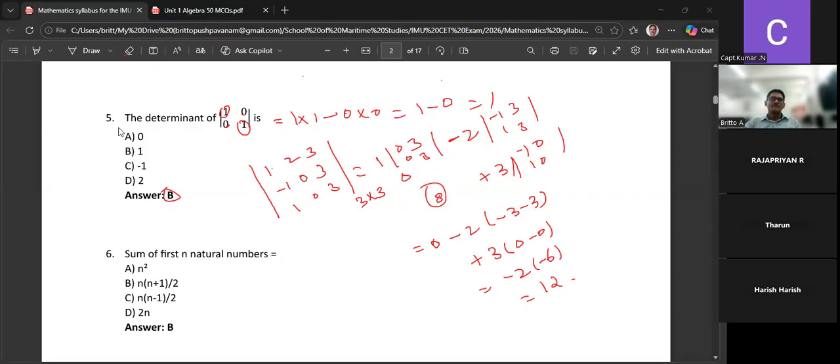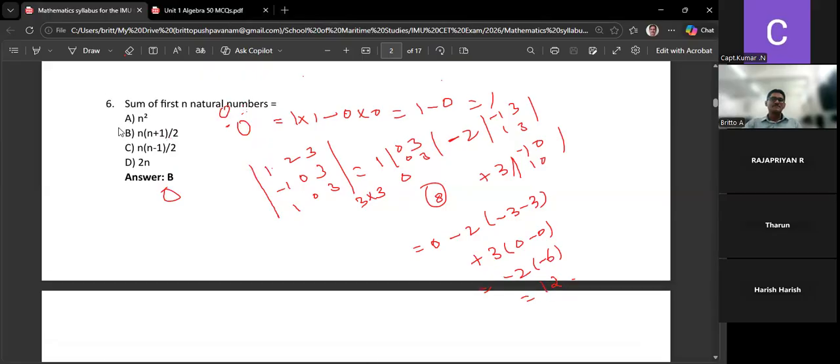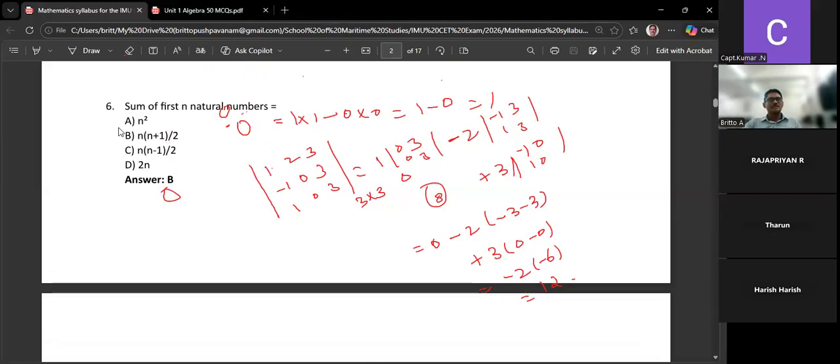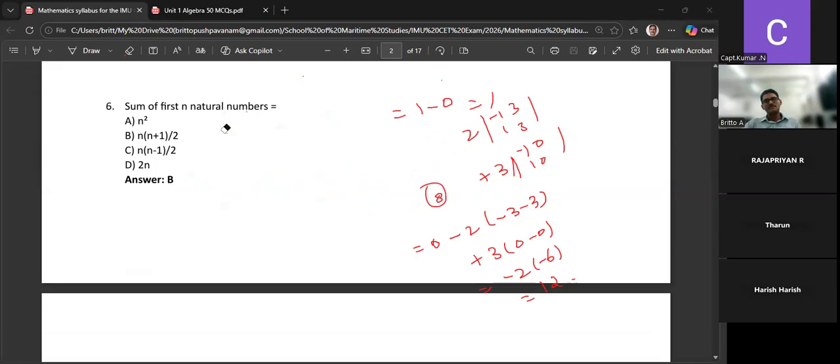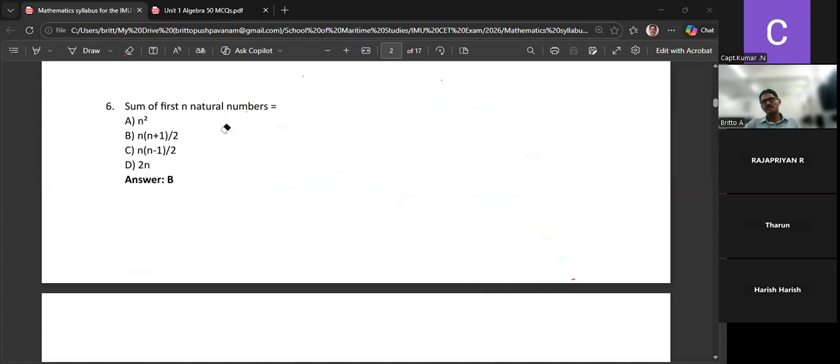Now you go on to the next question. Next question is question number 6. The question is this: the sum of first n natural numbers is equal to what? Actually it is a formula, right? You studied it in your old classes. You know what natural numbers are: 1 plus 2 plus 3 plus 4 plus 5 and so on, plus n.